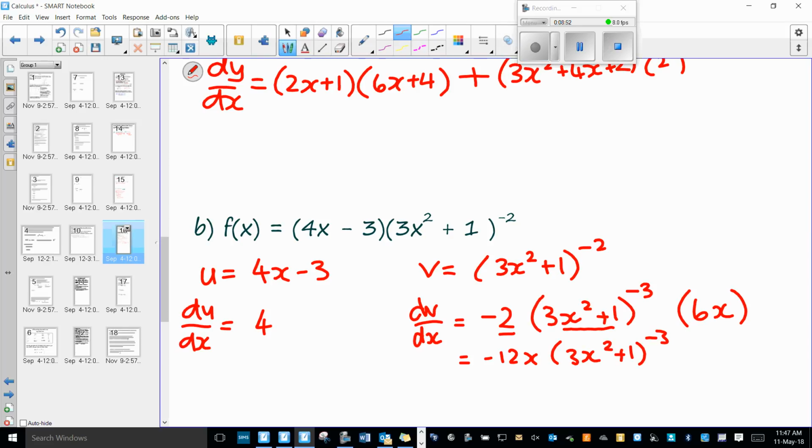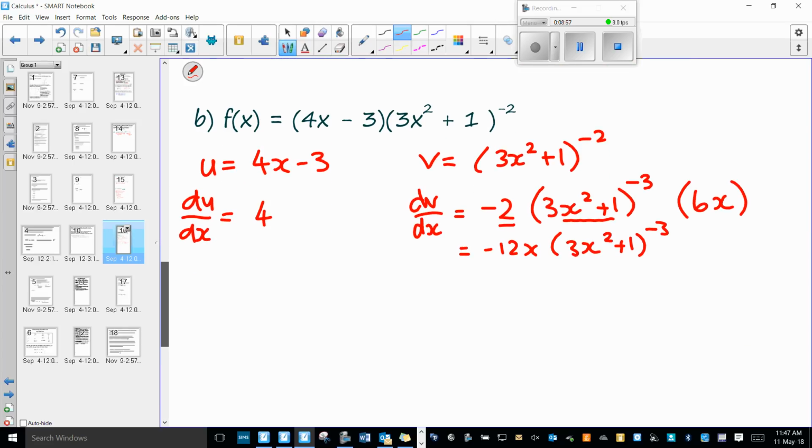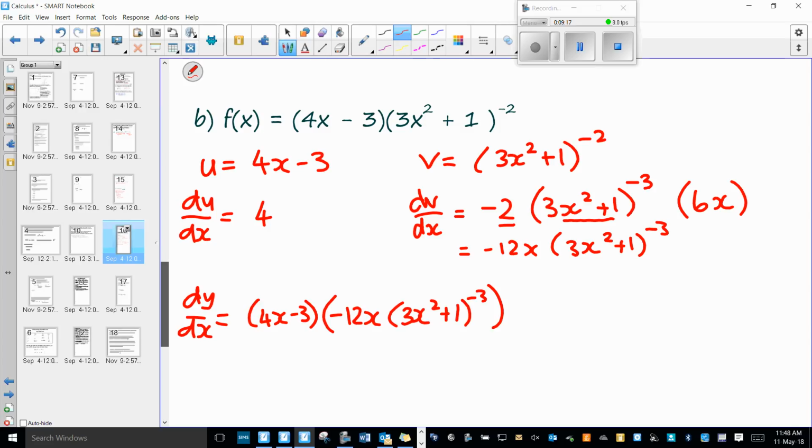But now I need to put that into my actual product rule. So dy dx. U is left alone. We're multiplying that by dv dx, that whole thing, plus v multiplied by du dx.